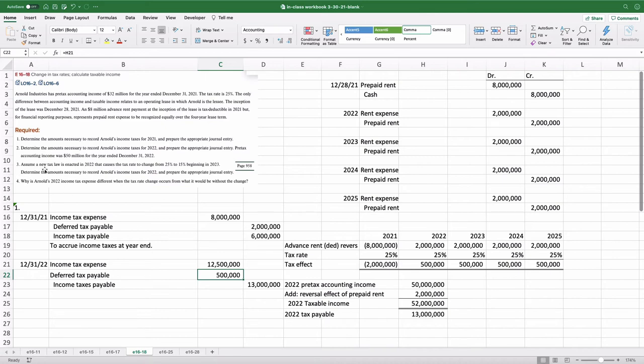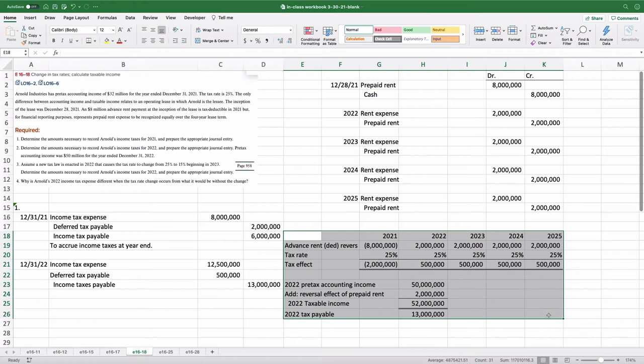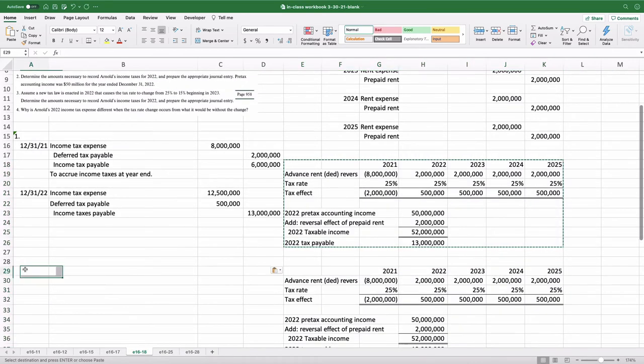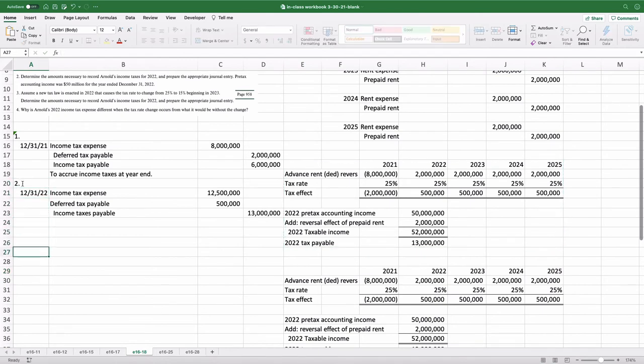Now, it comes up and it says, assume a new tax law is enacted in 2022 that causes the tax rate to change from 25% to 15% beginning in 2023. So now, I'm going to copy this all down, copy that, I'm going to start for the next one, that was for number two. And now I'm going to do number three. And it says a new tax law is enacted in 2022 that causes the tax rate to change from 25 to 15% starting in 2023. And in those cases, what we're saying is, all right, this is going to be 15%. And it's going to be 15% on out for those 3 years.